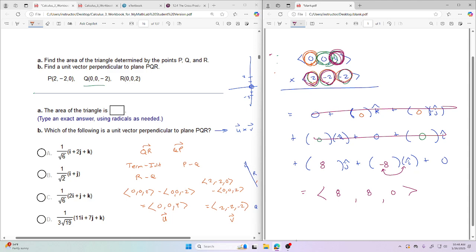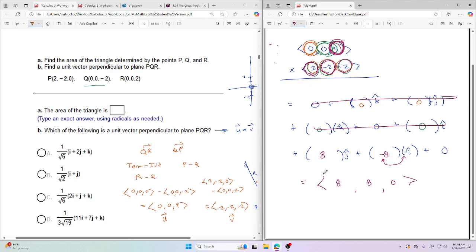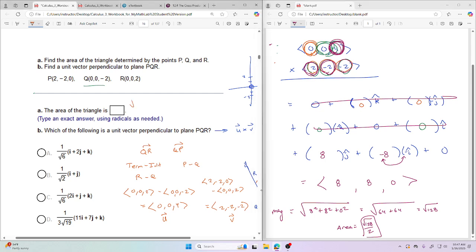All right. So to find the area of a triangle, I need to find this magnitude. Cut it in half, we're done. So we're almost there. I'm going to say just magnitude, square root of the squares. You don't have to put the 0, but there you go. 64 plus 64, square root of 128. And that should be close enough. So again, my area would be that over 2. There it is. That's my official answer.